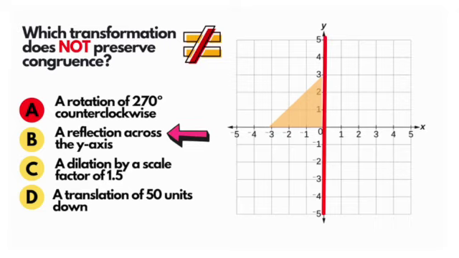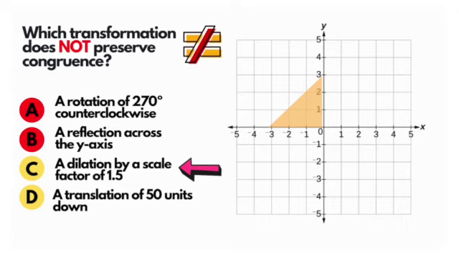Okay, let's go to B. A reflection across the y-axis. We've highlighted the y-axis, so we're going to reflect over, which is a mirror image. So let's go ahead and reflect that over. It looks like it's reflected now, but it is the same shape and the same size, so it does preserve congruence. So that would mean that B will not work either.